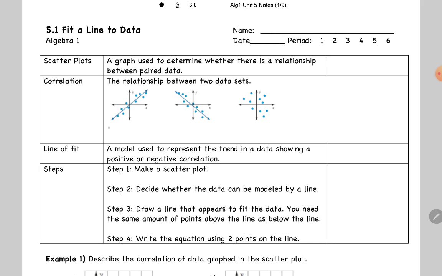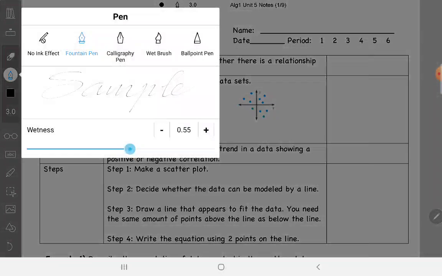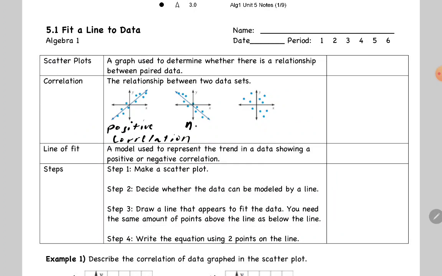If it's mostly going up from left to right, so if you look at the dots and you can draw a line in between them all, there's a positive correlation. And if it's going down, then it's a negative correlation. And if you can't tell, like if it's everywhere, then there is no correlation. That means one variable does not affect the other.